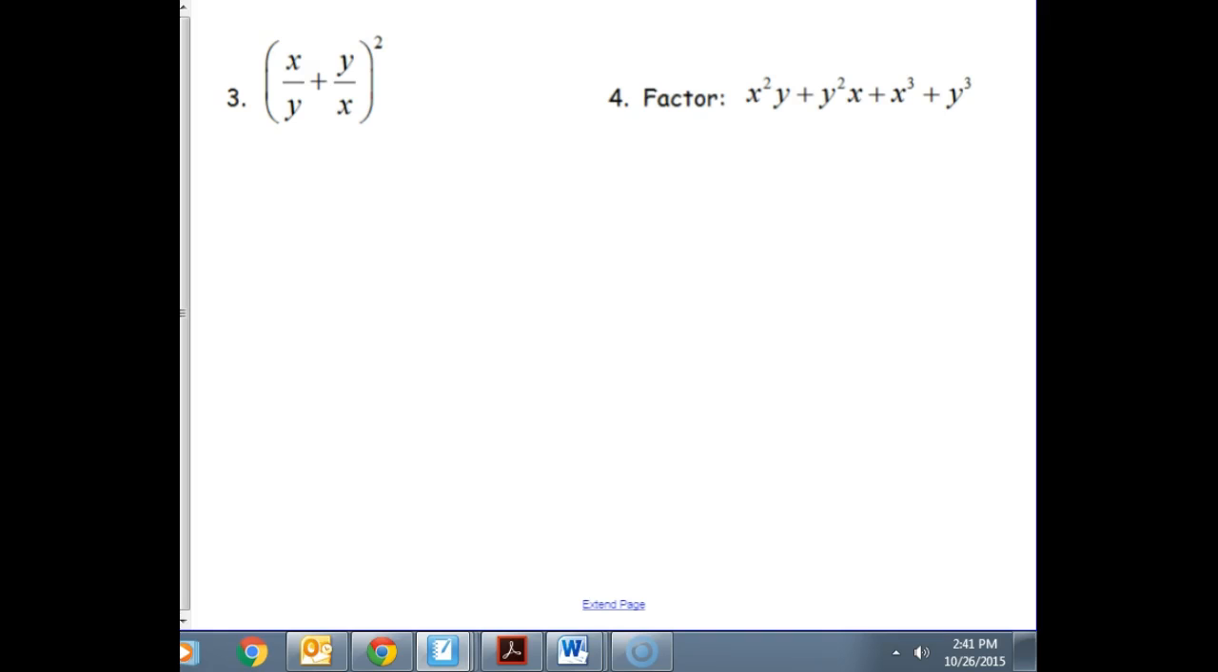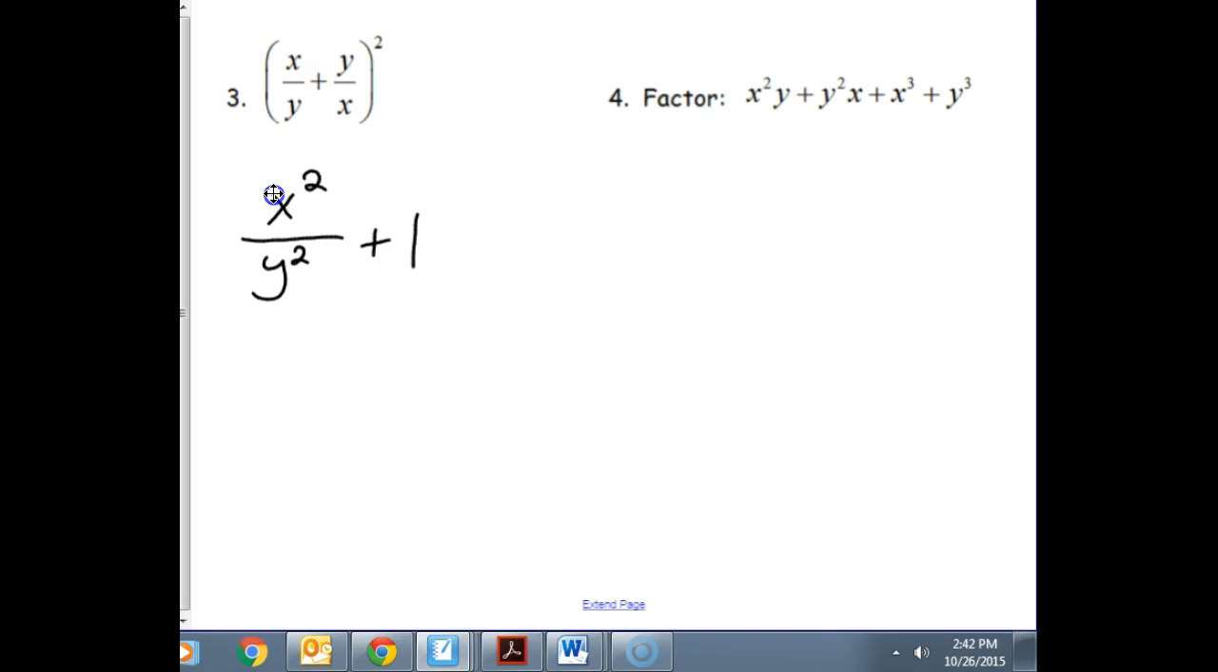So let's think about this. The first term times the first term would be x squared, top by top, over y squared. The next term would be the first term times the second term. If you look at that, those two are reciprocals of each other. So what's going to happen to the x's and y's? They're going to cancel. What happens when both things cancel? What are you left with? A 1.